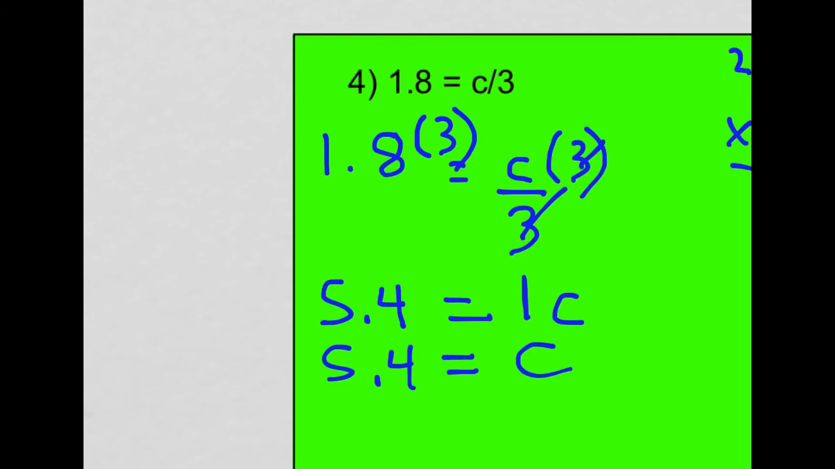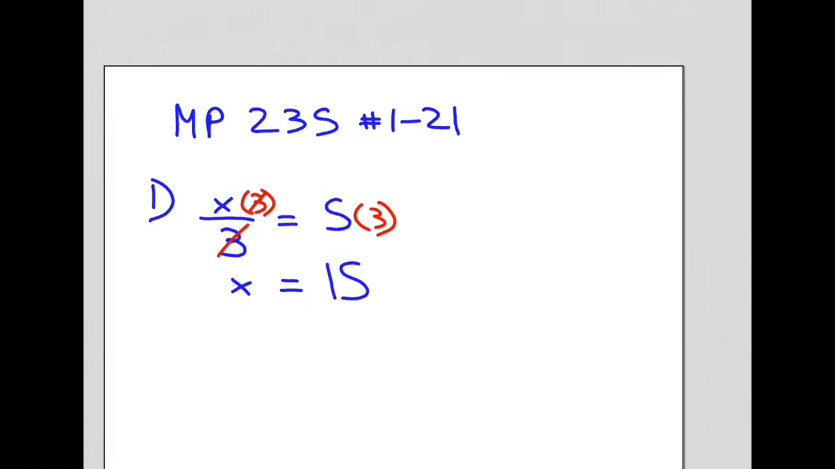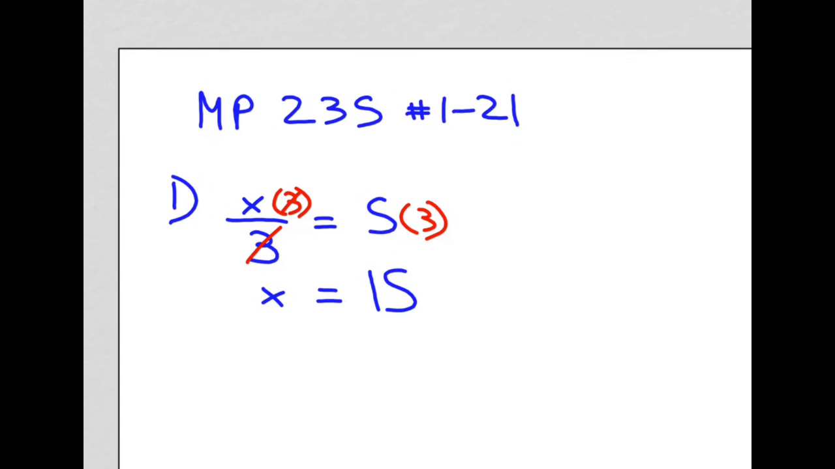So I'm going to be giving you an assignment, MP235, numbers 1 to 21. I want you to do the questions just like we've done, and I've actually done the first question here for you to show exactly the kind of work you need to show. Hopefully this is making sort of sense.